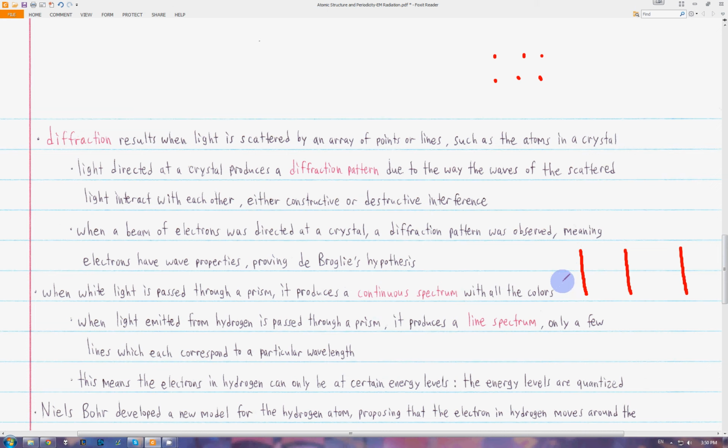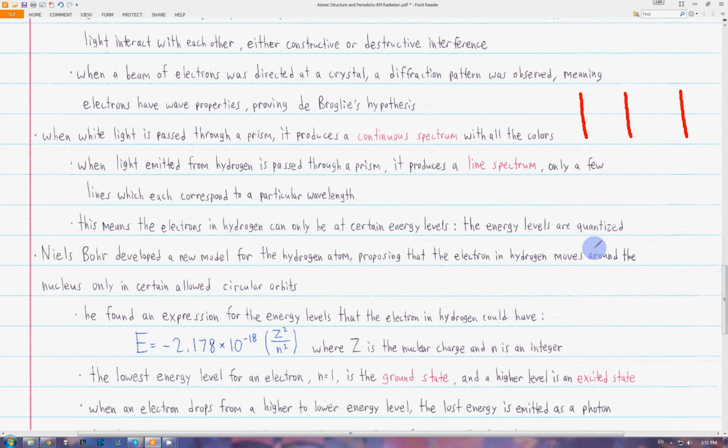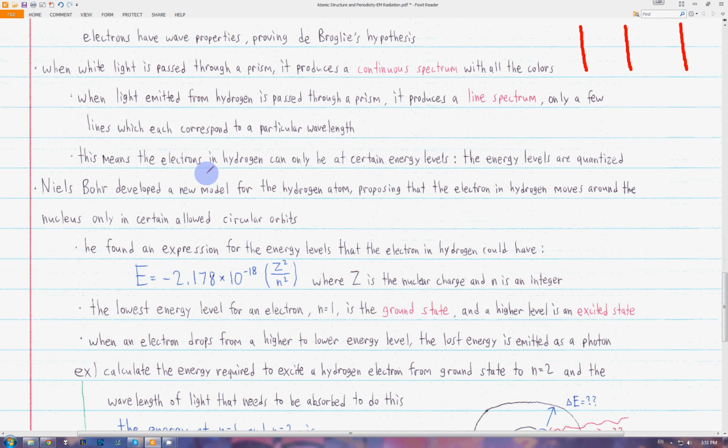So this meant that the energy levels of the electrons in hydrogen, which were causing this light to be emitted, are actually quantized. So the electrons could only be at certain energy levels. So then Niels Bohr developed a new model for this hydrogen atom to account for the quantized energy levels of the electrons. So he proposed that the electron in the hydrogen moves around the nucleus in circular orbits, and only certain circular orbits are allowed.